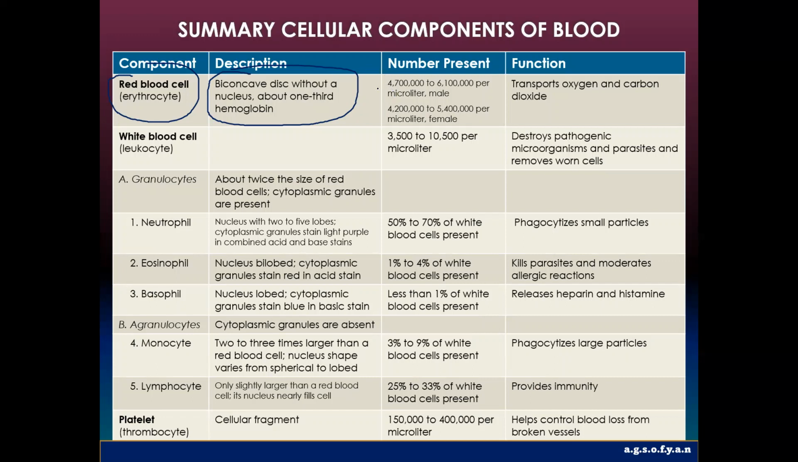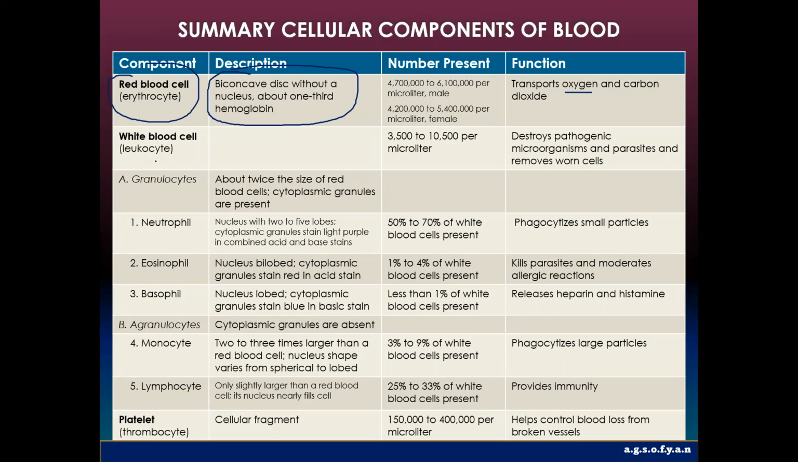The count for male is around 5 million to 6 million. For female, around 4 million to 5 million. The main function is to transport oxygen. This is the main function of red blood cell.